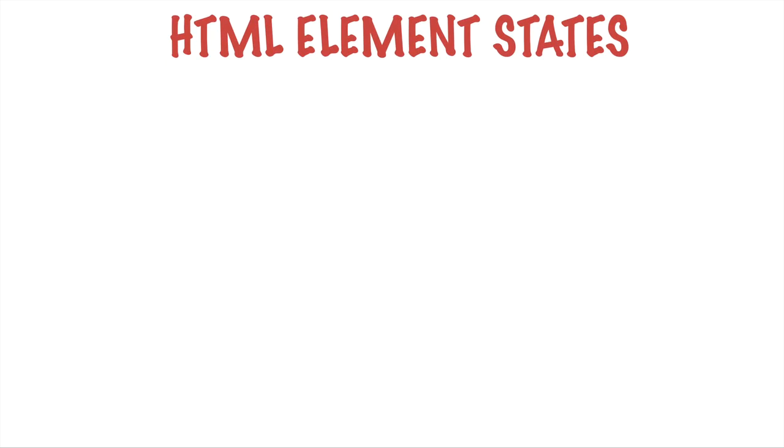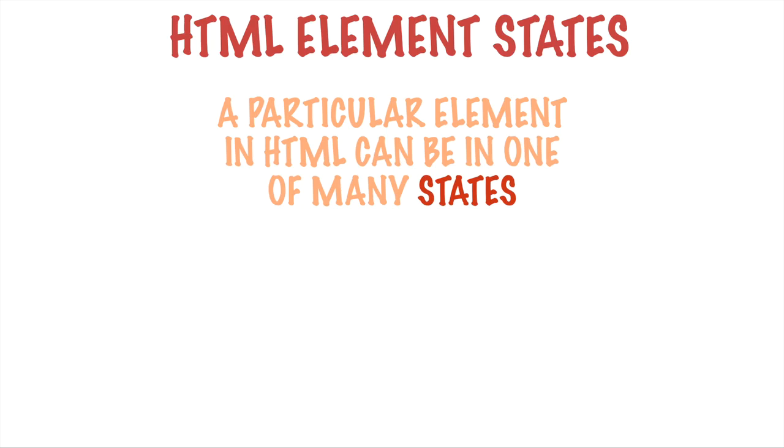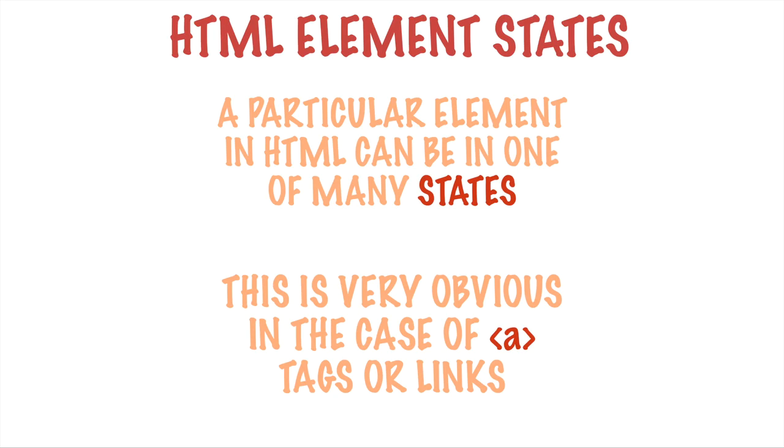The easiest way to see an HTML element which could be in a bunch of different states is by considering the A tag, which, as we've seen, is used to specify links in HTML. Now, it's easy to visualize that a link could be in one of many different states.